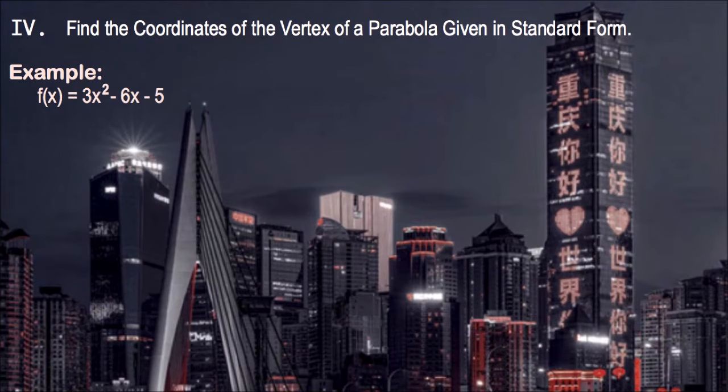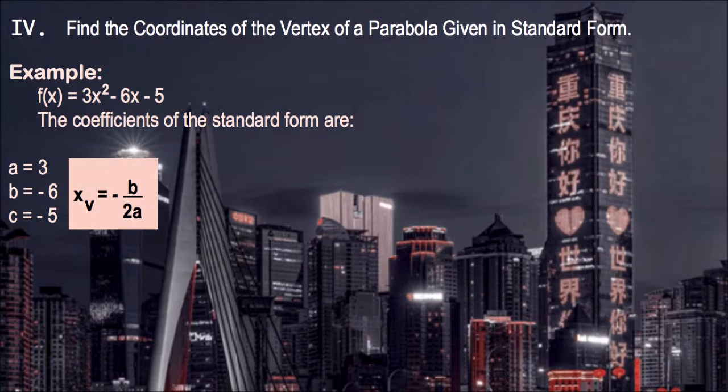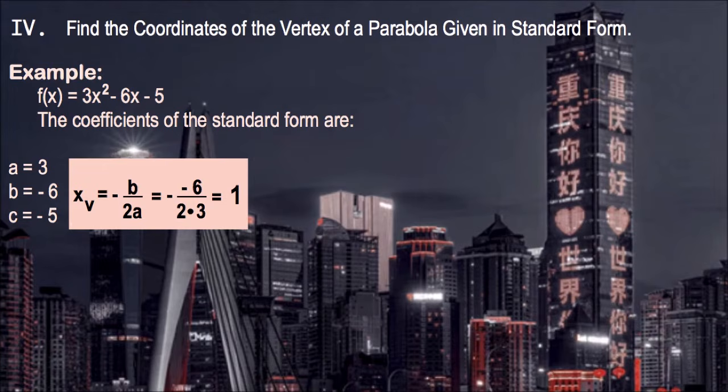Example, f of x equals 3x squared minus 6x minus 5. The coefficients of the standard form are as follows. a equals 3, b equals negative 6, and c equals negative 5. We know x vertex to be equal to negative b over 2a, which is equal to negative negative 6 over 2 times 3, which equals 1 after performing calculations.